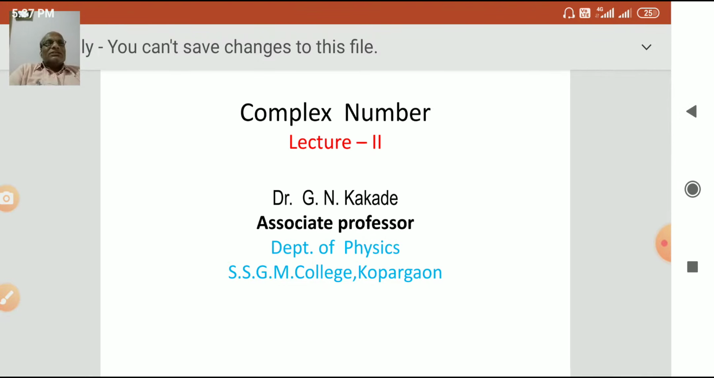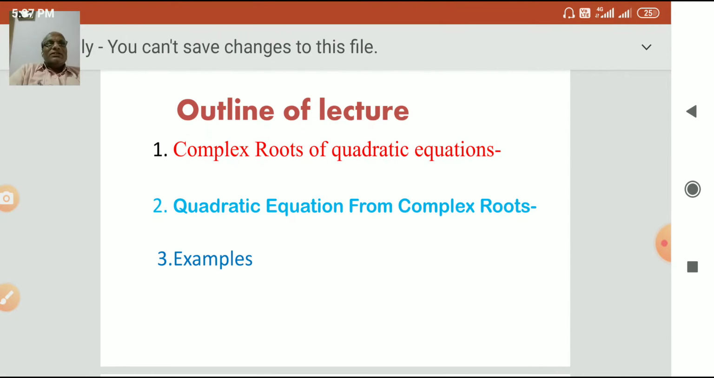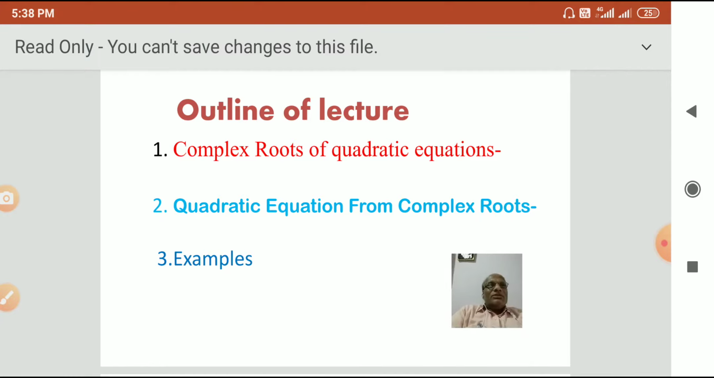Now, in the second lecture, my lecture outline is like this: first, how to find the complex roots of a quadratic equation, and second, how to formulate a quadratic equation if complex roots are given. First we find the theory and then we see the related examples on this.